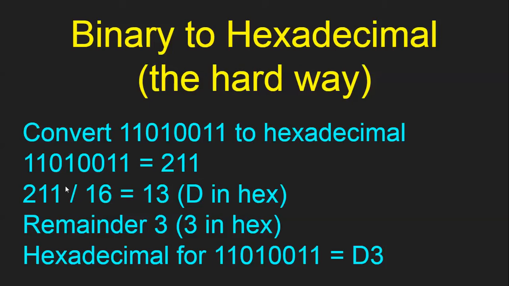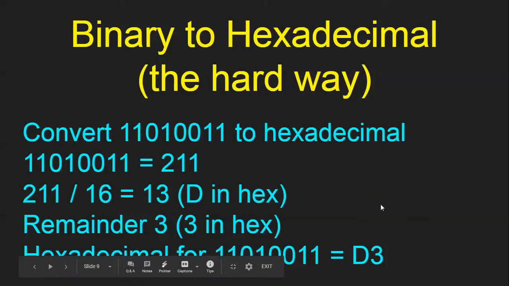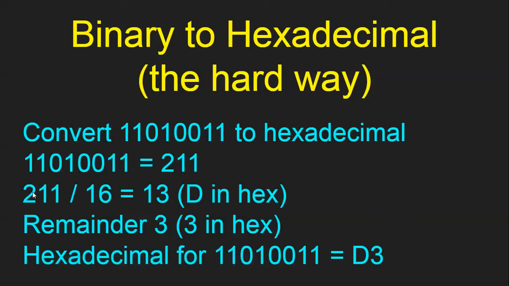Well, if you want to figure out how many times 16, because remember hexadecimal has 2 columns, a 16's column and then a 1's column. So the first thing you have to do is figure out how many times 16 would divide evenly into 211. Turns out that number is 13. So, 13 is D. And then the remainder, when you do 16 times 13, that takes you to 208, so that means there's 3 left, right?